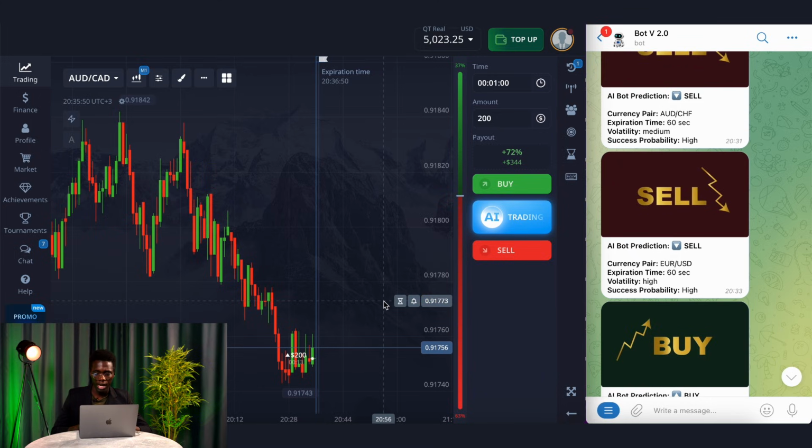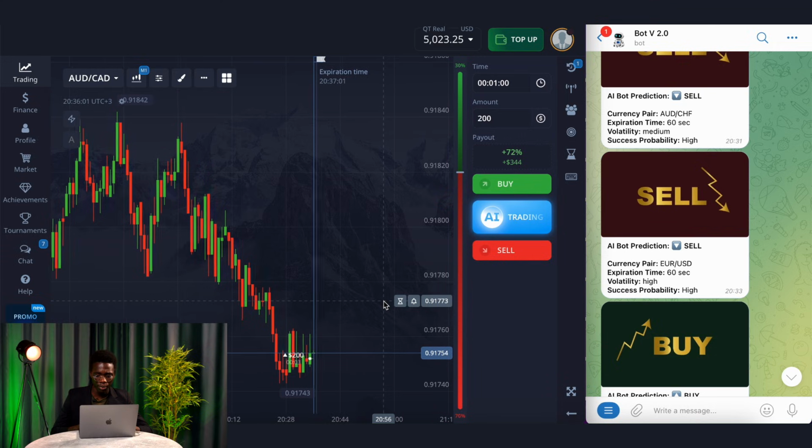14 seconds left on the timer and holding on tight to see how this is gonna play out. All right, 10 seconds left on the timer, ladies and gentlemen. We are almost there. 6 seconds, the sellers are dragging us down. The buyers are putting up a fight. Is this gonna be a win, people? 2 seconds, 1, and here we go.